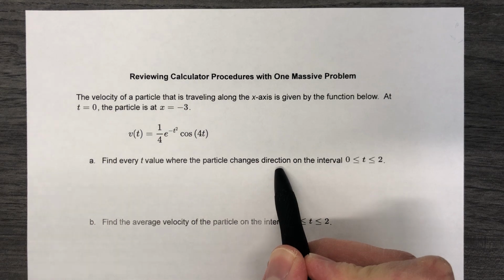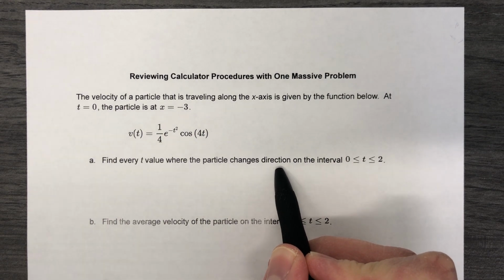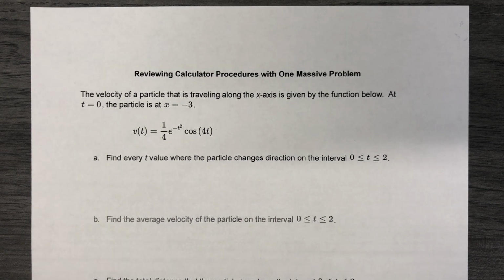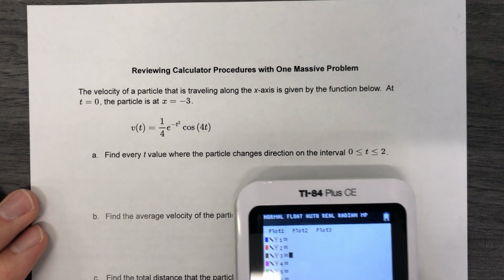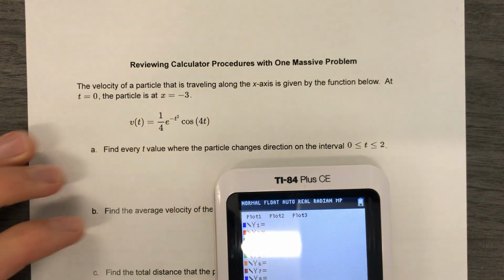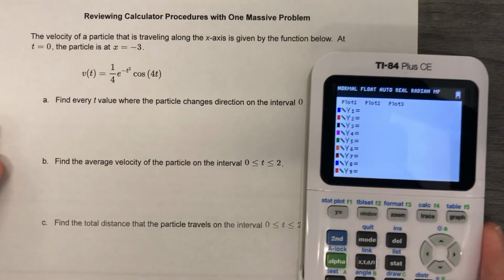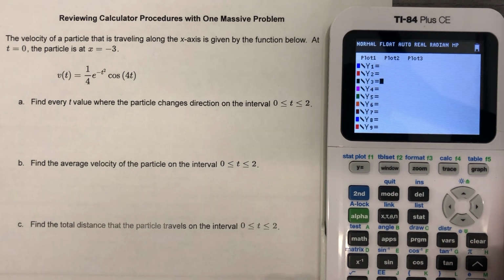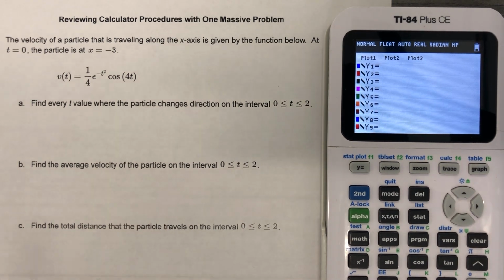The particle changes direction when the velocity changes signs. So that's going to happen at x-intercepts. Not every x-intercept, however, is a place where you change direction, because you could have a situation where you're bouncing off the x-axis. Okay, so we're going to be using the calculator. I'll try to get it to where there's not a glare here. And the importance of this problem really does have to do with, well, calculator procedures.